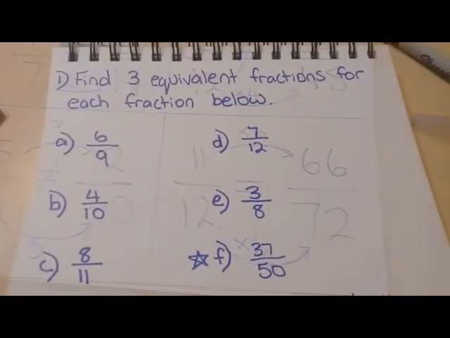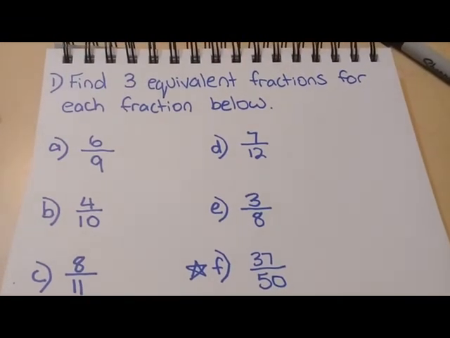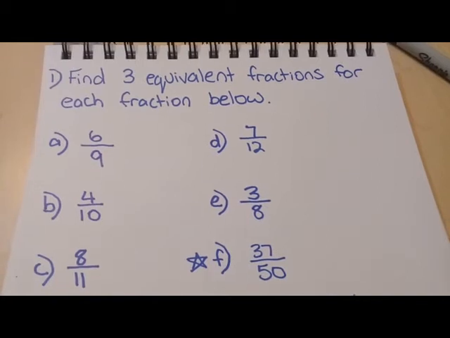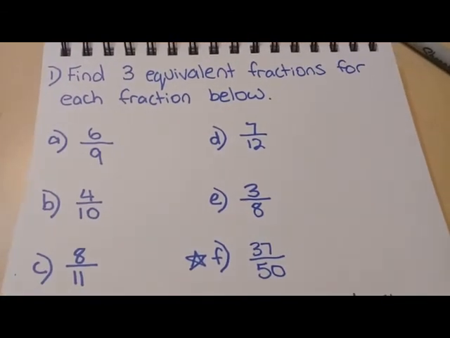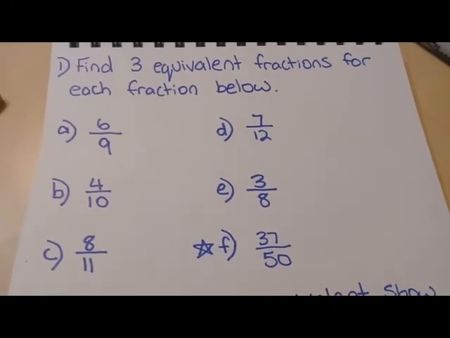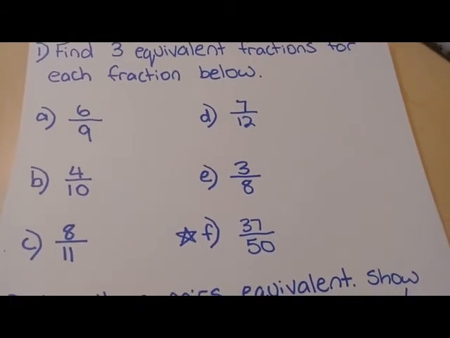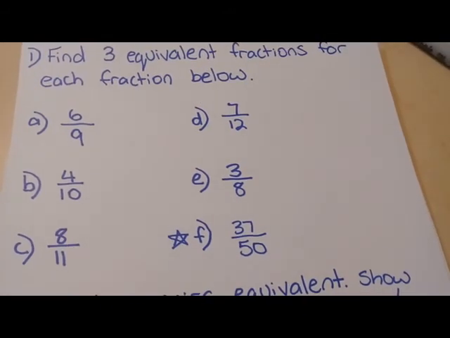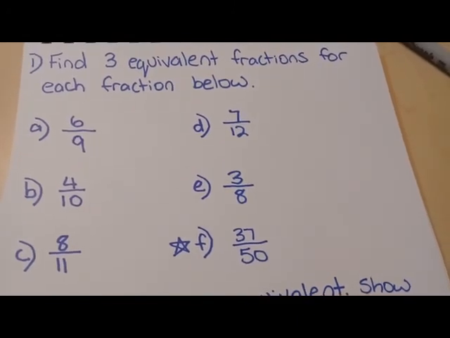So here is your independent work. Question 1. Find 3 equivalent fractions for each fraction below. A, 6/9, B, 4/10, C, 8/11, D, 7/12, E, 3/8, and F, which is the bonus, 37/50. Please write this neatly in your book and you'll take a picture and send it to me.